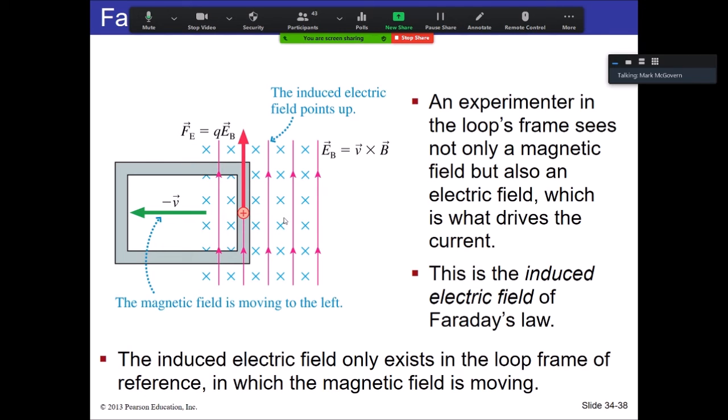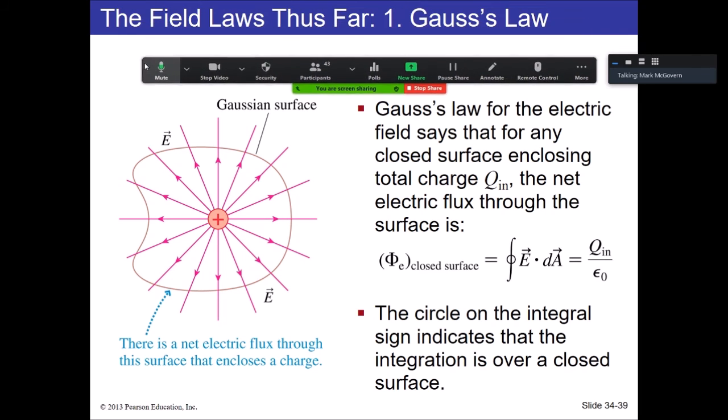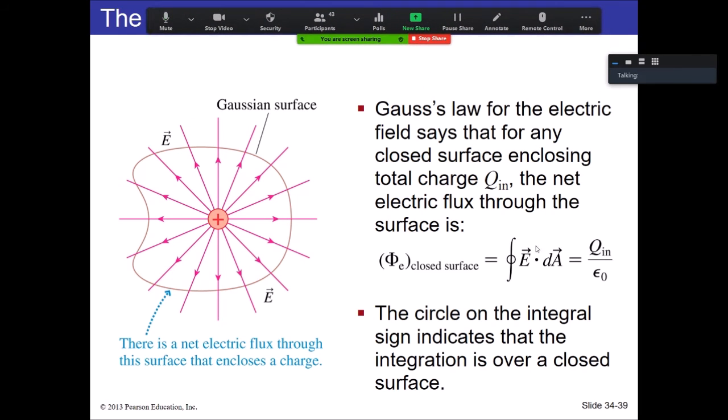This is just the induced electric field, Faraday's law. So you remember Gauss's law. This is one of what we called our field equations. It's a surface integral of the electric field, and it's equal to Q enclosed over epsilon naught.